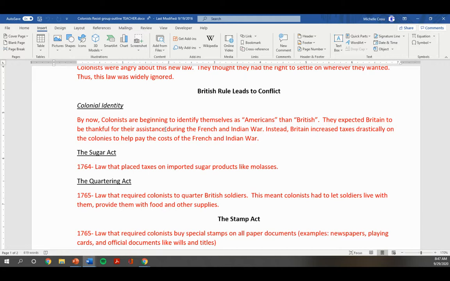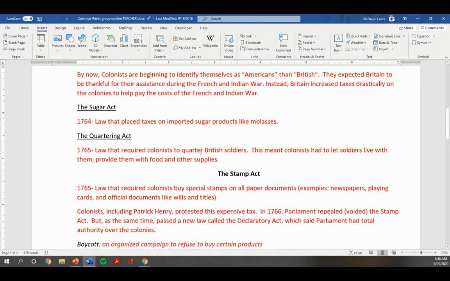One of the first tax laws Britain initiates is the Sugar Act in 1764, a law that placed a tax or duty on imported sugar products, like molasses, which is kind of like a syrup. The following year, Parliament passes the Quartering Act, 1765, a law that required colonists to quarter British soldiers, meaning you had to let the soldiers live in your home. You had to feed them, wash their clothes, provide them supplies. Very invasive of one's privacy.